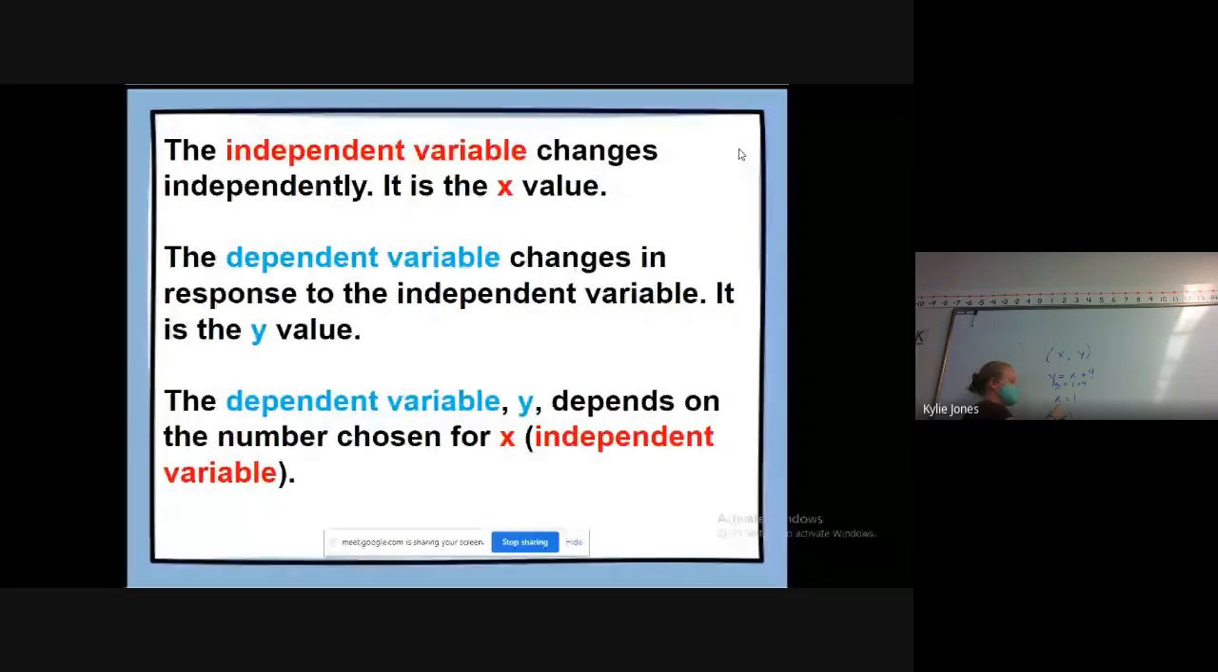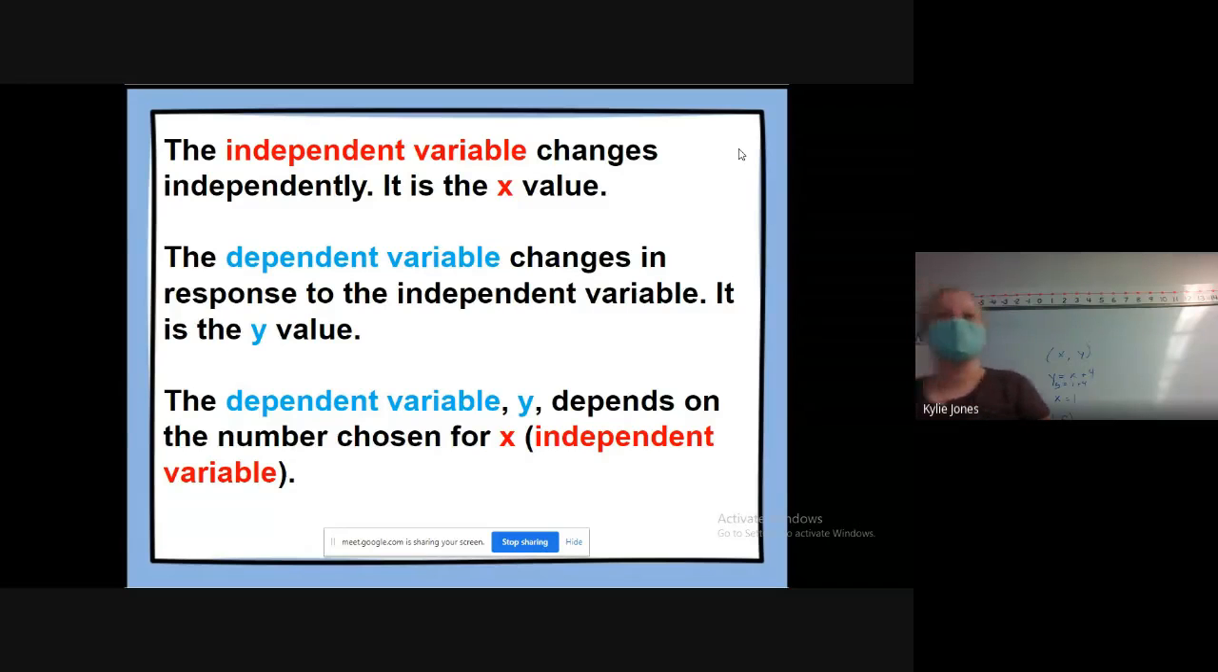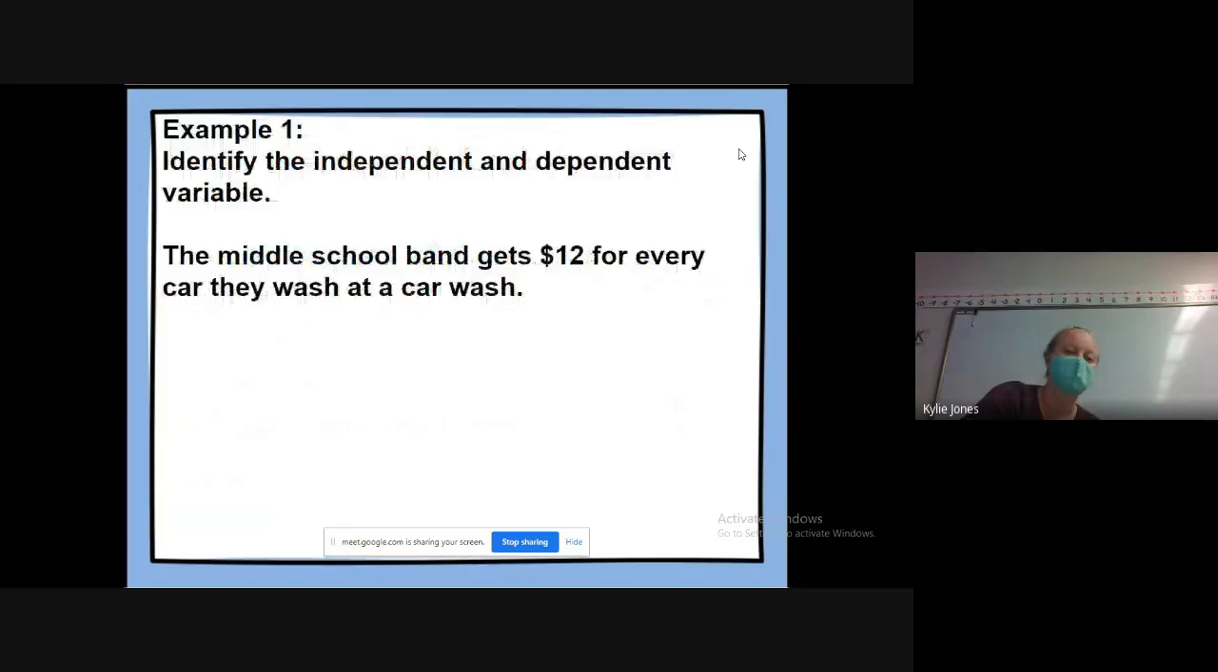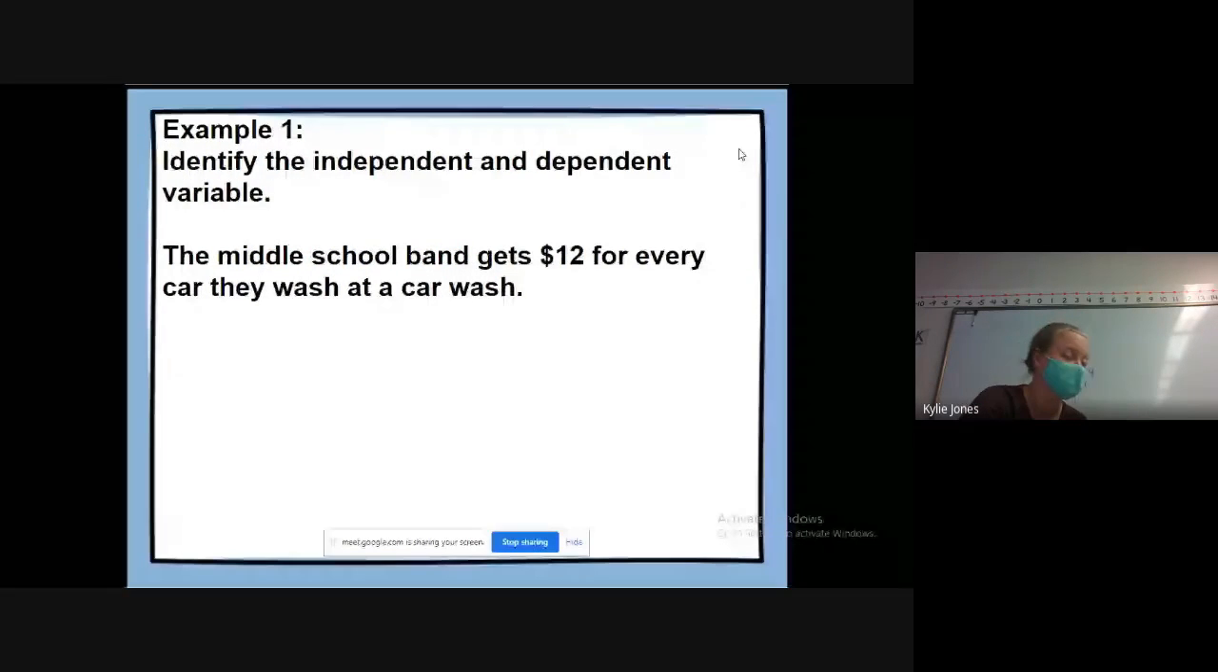So we're going to do that a lot. Your x is your independent value. It's the one that doesn't need anything. You can make it up. You can plug in whatever you want. And your y value depends on it, so it's called the dependent variable. It depends on the independent variable, which will make more sense the more we do it, I promise. So our first example, we're going to identify what the independent and dependent variable are. When you look at questions like this, ask yourself, what depends on the other one? What has to happen for the other one to happen?